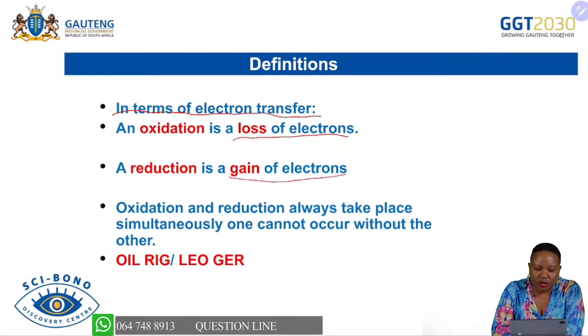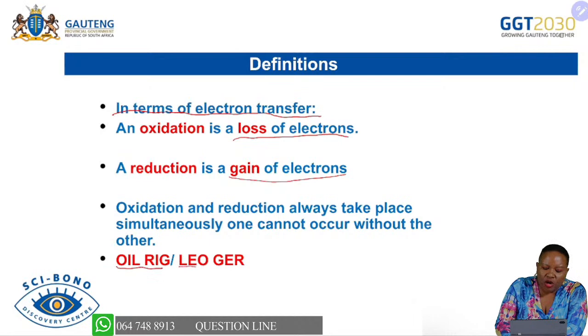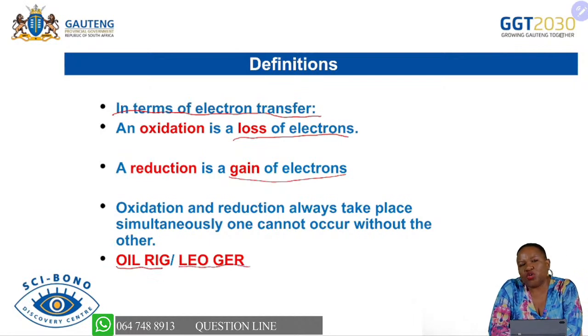In terms of electron transfer, oxidation is the loss of electrons and reduction is the gain of electrons. We use OIL RIG or LEO GER to help us remember, because these two definitions are very close to each other, so that you don't forget which one loses and which one gains. So oxidation is loss of electrons, reduction is gain of electrons. These are the acronyms that we can use to remember how to define oxidation and reduction in terms of electron transfer.